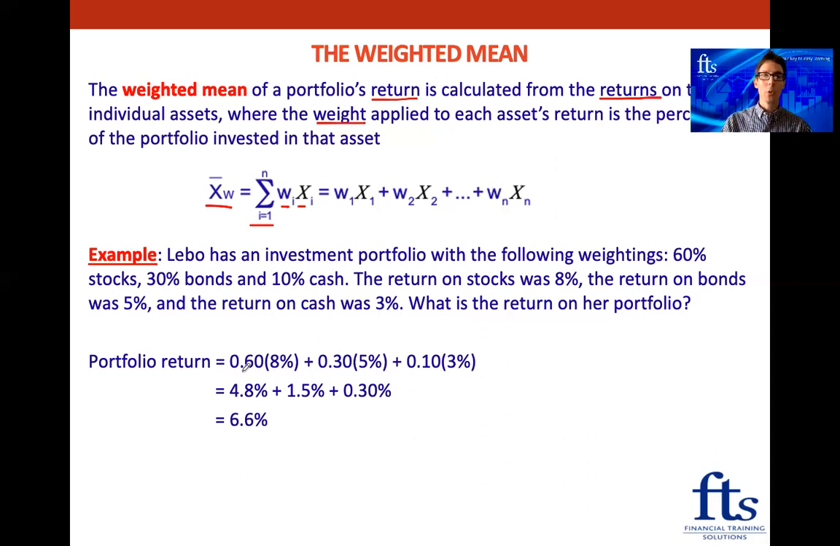The W is the weight. We take the weight she's got in stocks, which is 60%, and multiply that by the return on stocks, which is 8%. Then we add the weight she's got in bonds, 30%, multiplied by the return of bonds, the 5% there. And lastly, we take the weight she's got in cash, 10%, and multiply that by the return of cash, the 3%. And there we go, that's the weighted mean. Good, not so bad, eh?